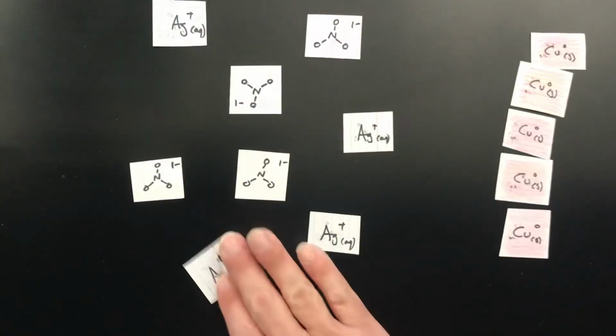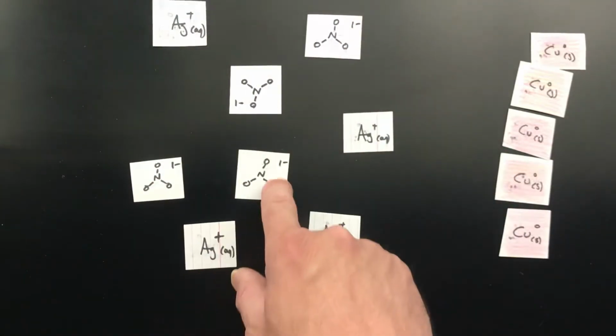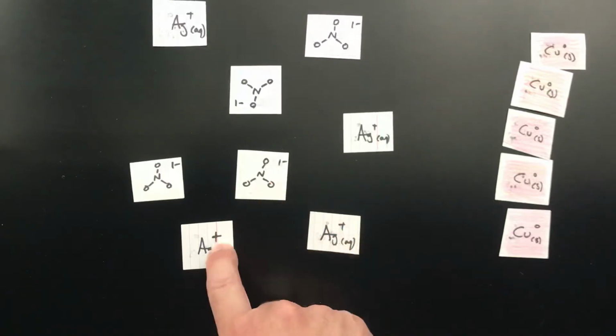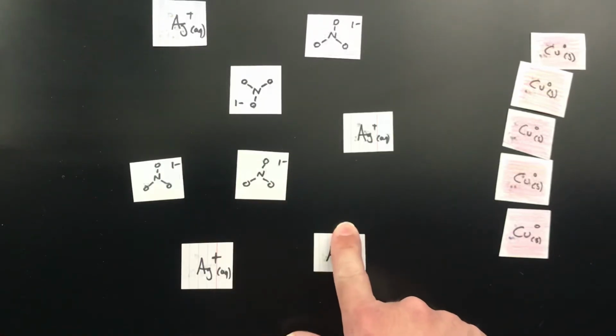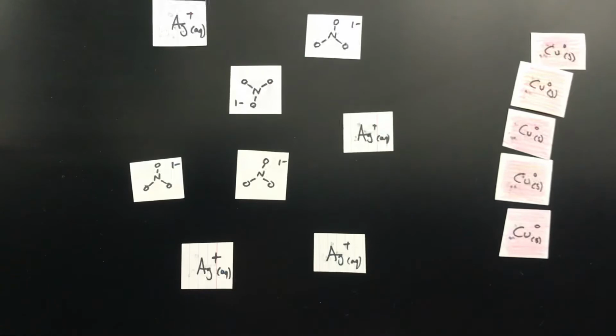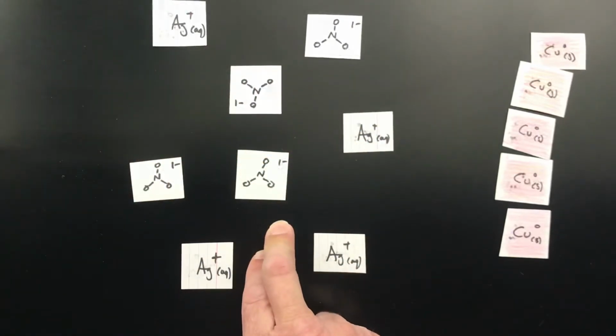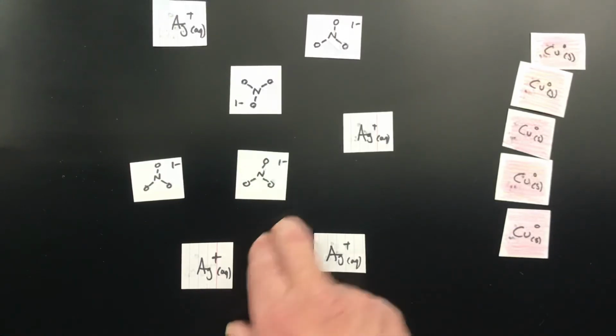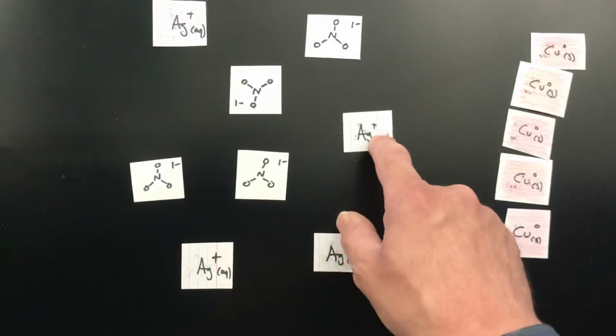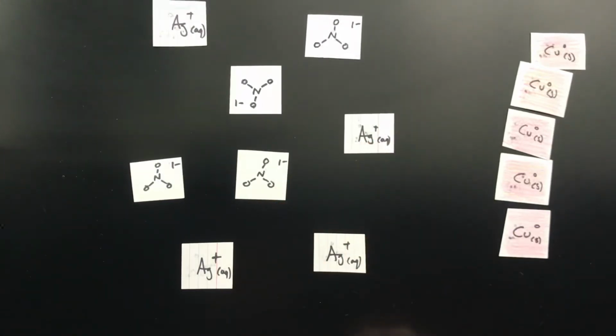Over here, this is representing our solution phase. We have silver ions and nitrate ions, and they're apart from each other because they're dissociated. The space in between them all, between the particles, is representing the aqueous, or rather the water that's present in between each of the silver and nitrate particles.